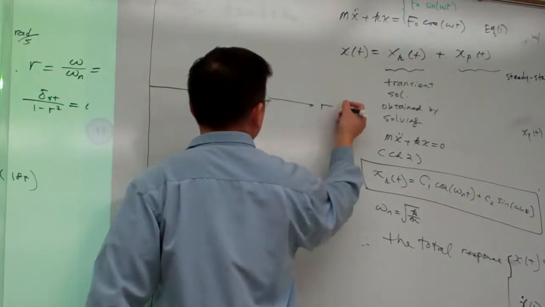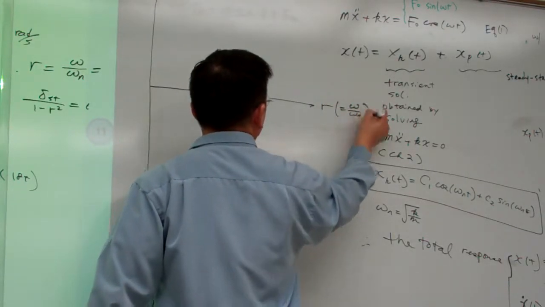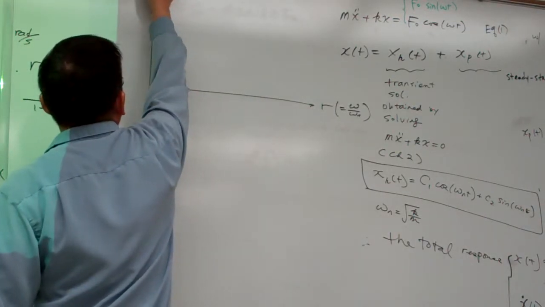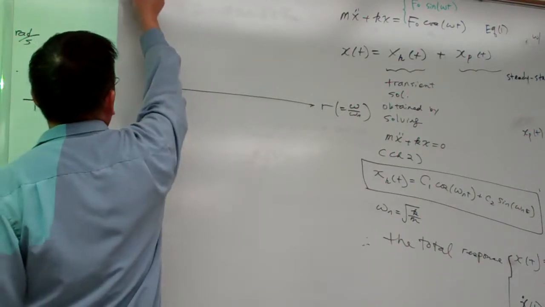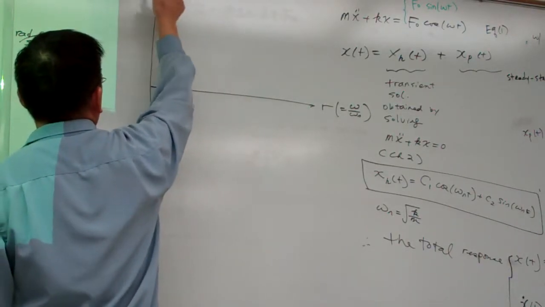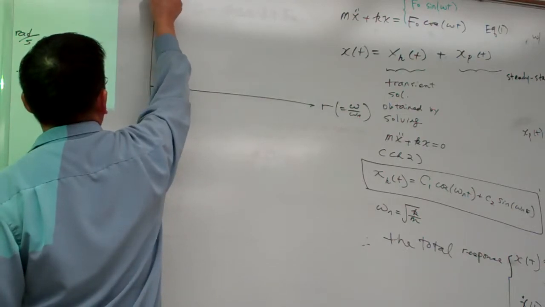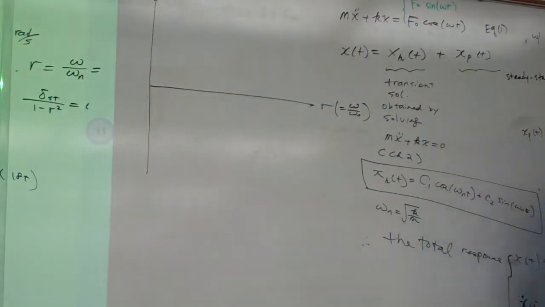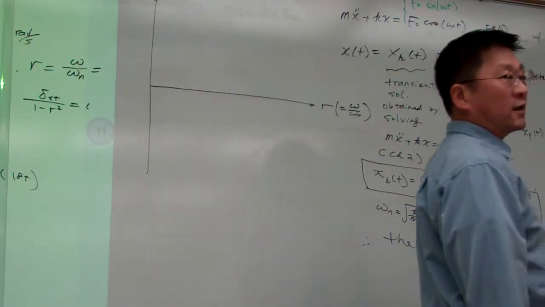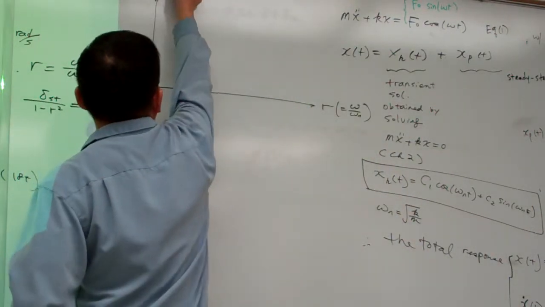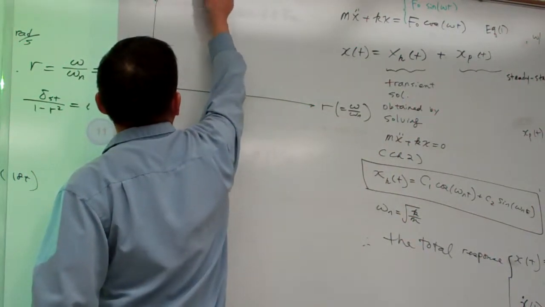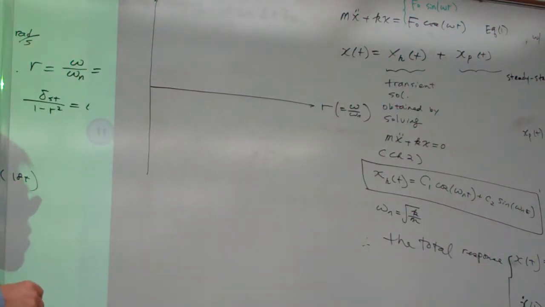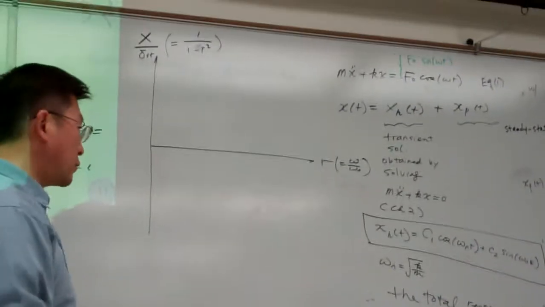Again, this is r equal to omega over omega n. This one they're using is this: they simply use the ratio of the magnitude of the steady state response with respect to the delta st. That means they even further scale the y coordinates by delta st. So basically what we're going to draw is this curve, simply 1 over 1 minus r squared.